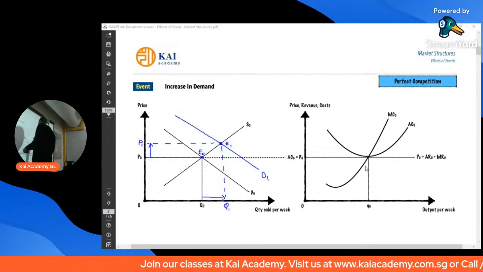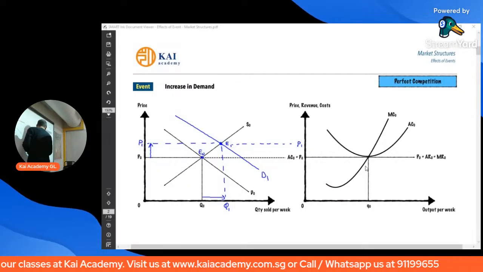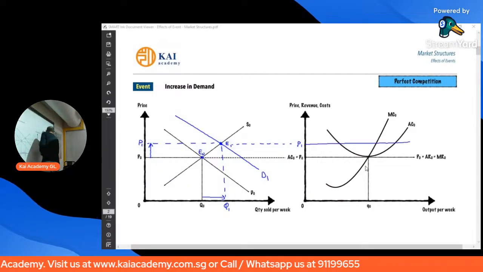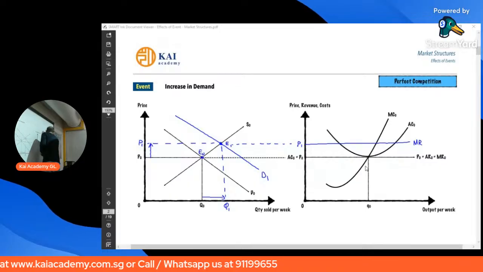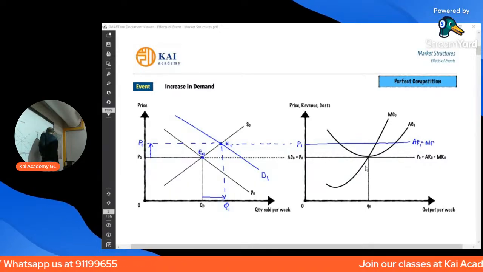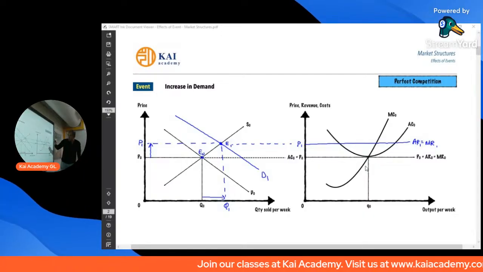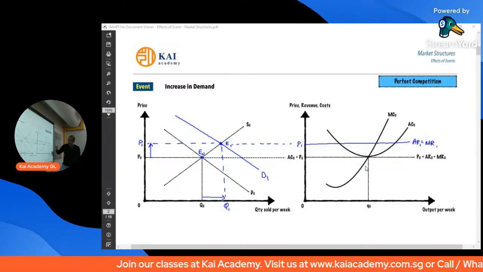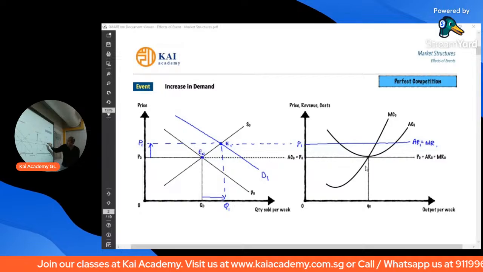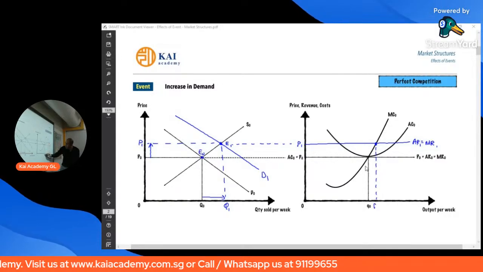Now, once we are at this price, the firm, being a price taker, will have a new AR curve and MR curve. So AR1, MR1 will be higher. Once you have a higher AR-MR, you can identify the new profit maximizing point based on the MR=MC condition. So the MR=MC condition gives us a new quantity, Q1.